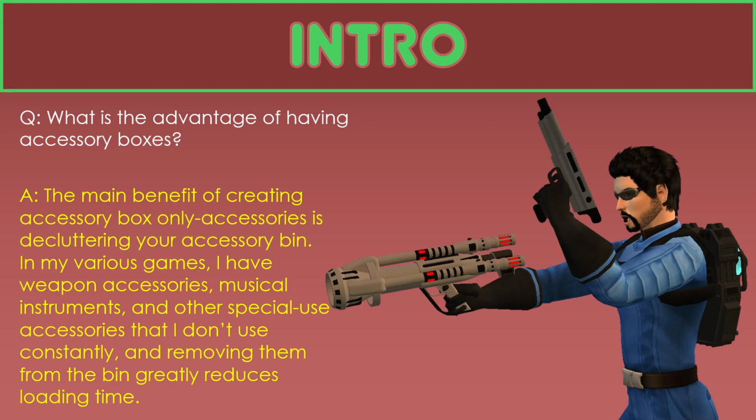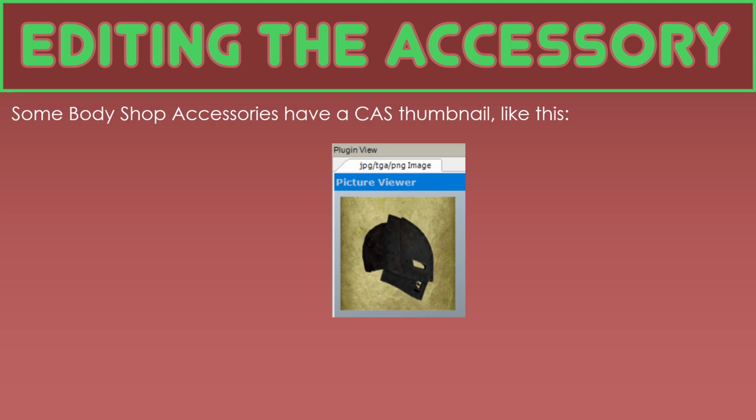The main benefit of creating accessory box only accessories is decluttering your accessory bin. In my games, I have weapons, I have musical instruments, I have a whole bunch of special use accessories that I don't constantly use with my sims, and removing them from the bin greatly reduces my loading time. So you'll only see like 3 or 4 accessories in the accessory bin because everything else has been converted to accessory boxes. How do we edit an accessory so that it works with an accessory box?